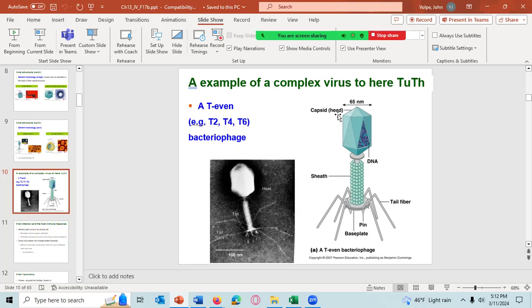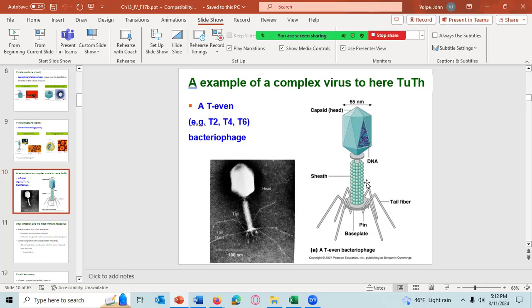They all have this shape. And then there are T2, T4, T6, their names. T4 is the one we're going to talk about, taking on this shape here. It does have its genome. It's in the head. This is this portion of the virus there. And then there are tails to some viruses, particularly bacteriophages.